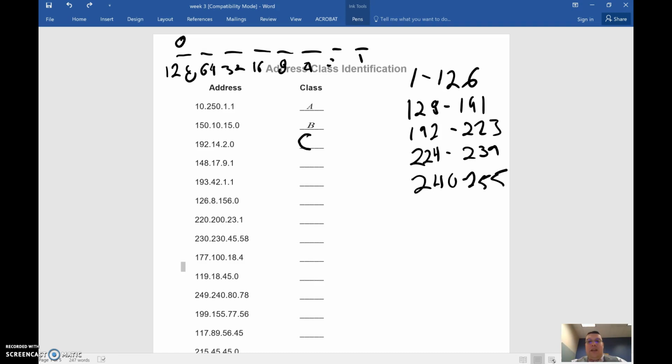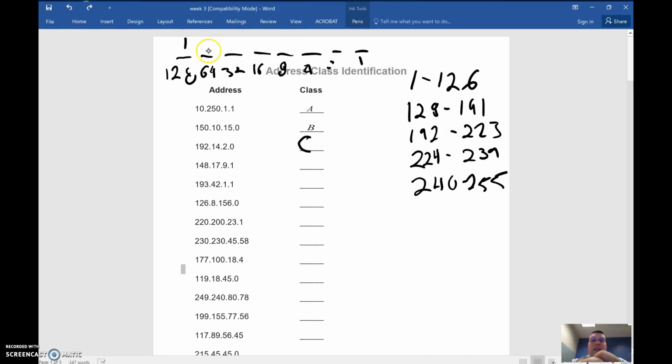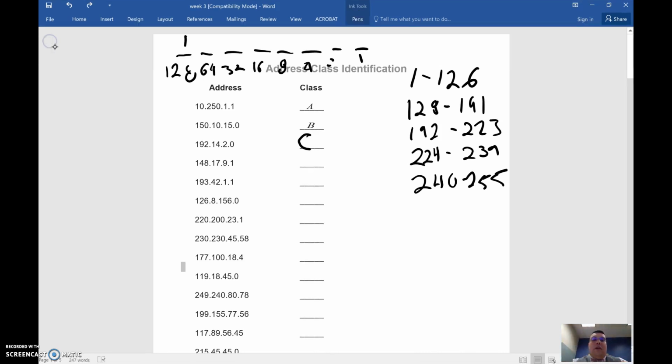And if we take that back, look at the next one, 128. For class B, the leftmost bits would have to be this; it cannot be anything else. For a class C, you'd have to have 192, and we go all the way up to 223, and then 224, and then 240.